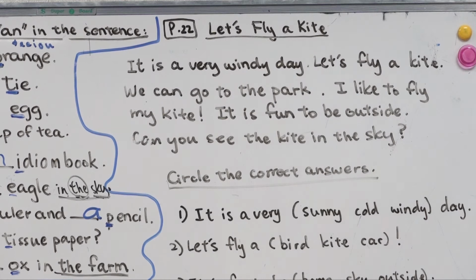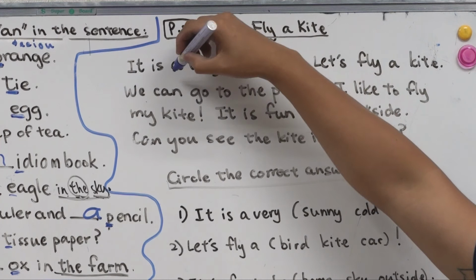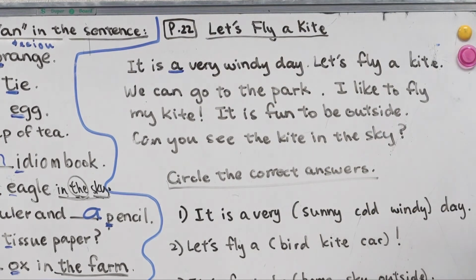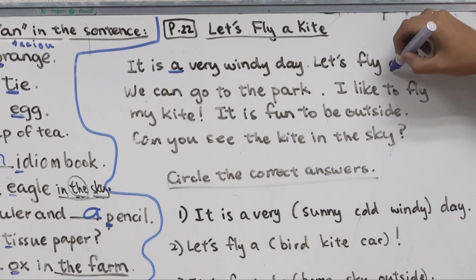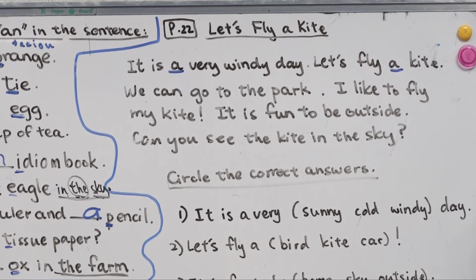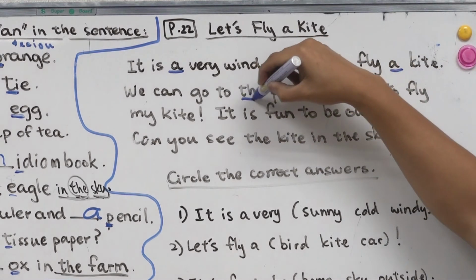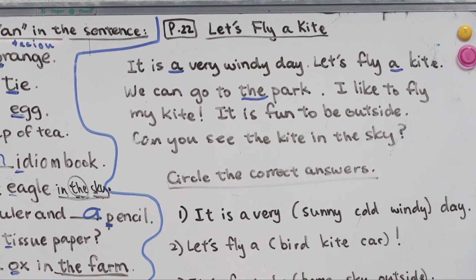Now, if you take a look closely at this passage, you can find lots of indefinite and definite articles. So, here we have a. It is a windy day. Let's fly a kite. We can go to the park. I like to fly my kite. It is fun to be outside. Can you see the kite in the sky? Okay?